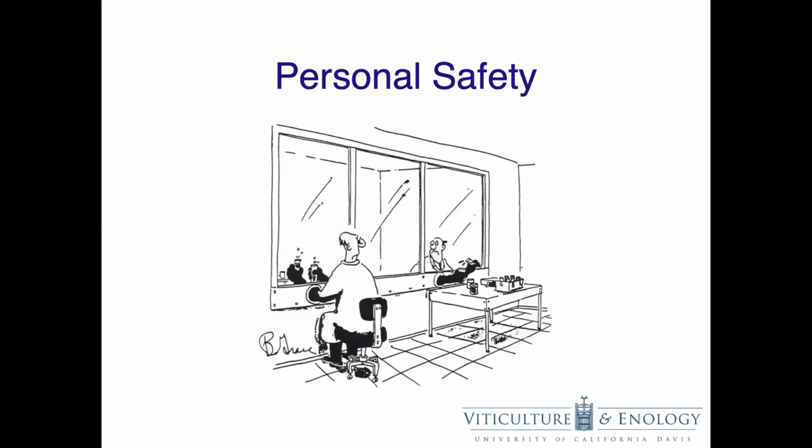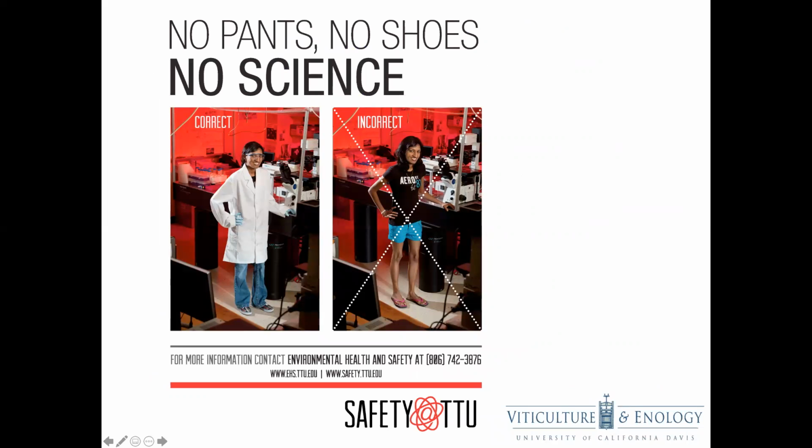Now we will discuss personal safety in the laboratory. Proper attire is required in order to work in a laboratory. Long pants or skirts must be worn. In other words, you must be covered entirely from the waist down. Stockings, nylons, and leggings or jeans with holes in them are not acceptable. You must also wear closed-toe and heeled shoes that fully cover your feet. Tying up long hair is also advised.